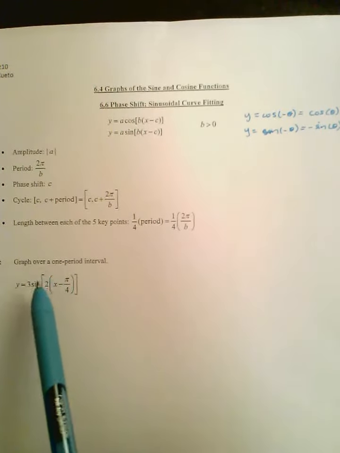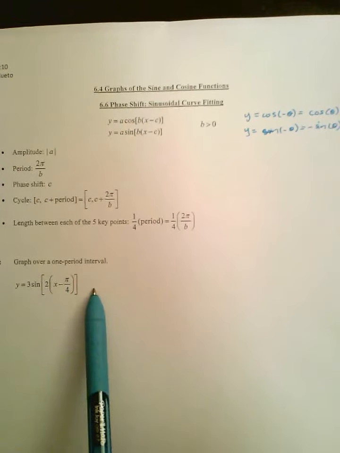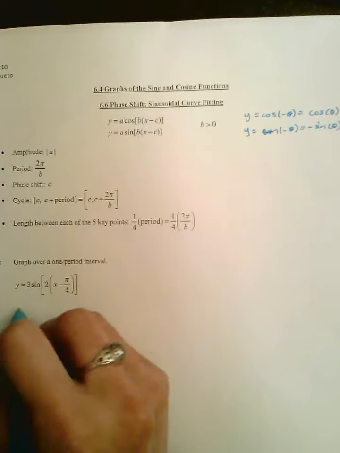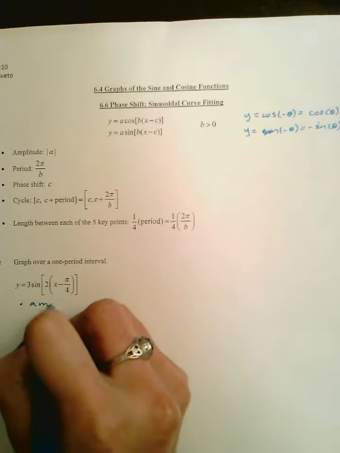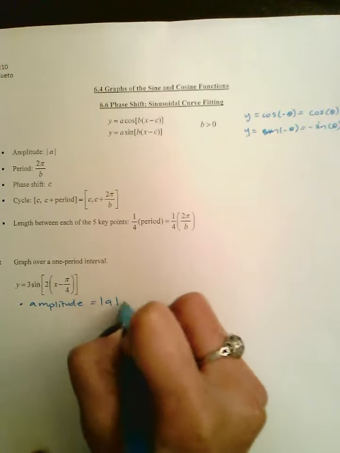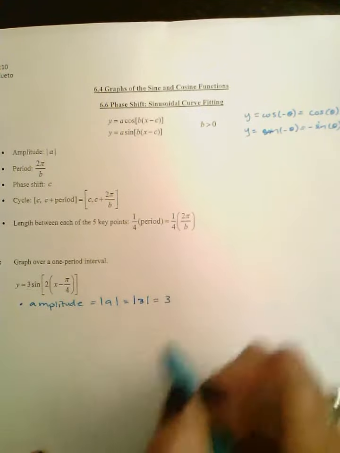So let's go ahead and do an example. So we're going to graph this function over a 1 period interval. So the first thing I want to do is I want to find the amplitude. So let's go ahead and find the amplitude. And the amplitude is equal to absolute value of a. So a is equal to 3. We take the absolute value of 3. This gives me back a 3.